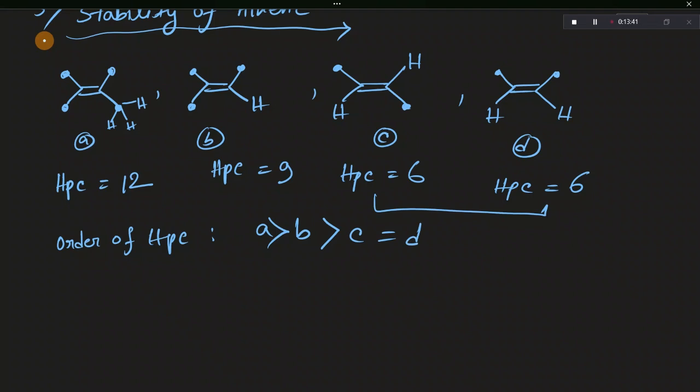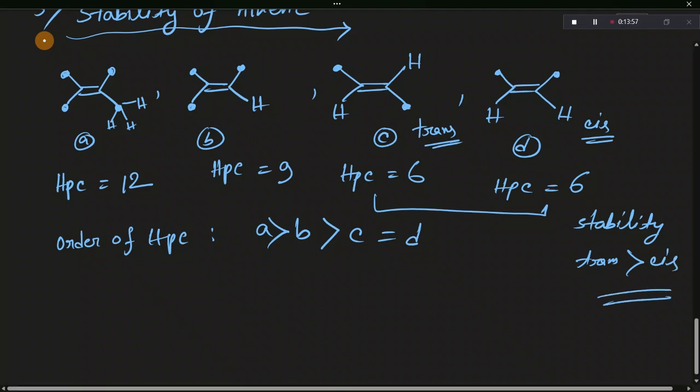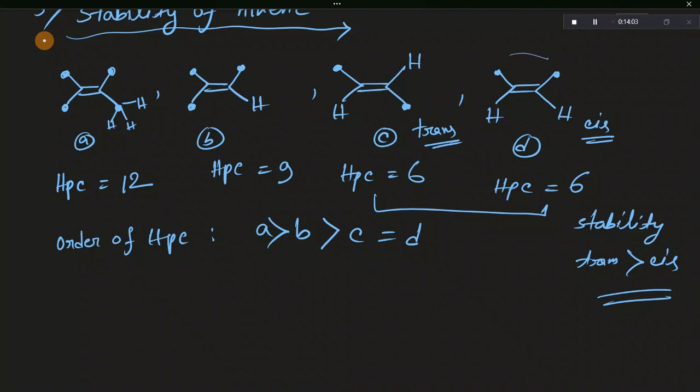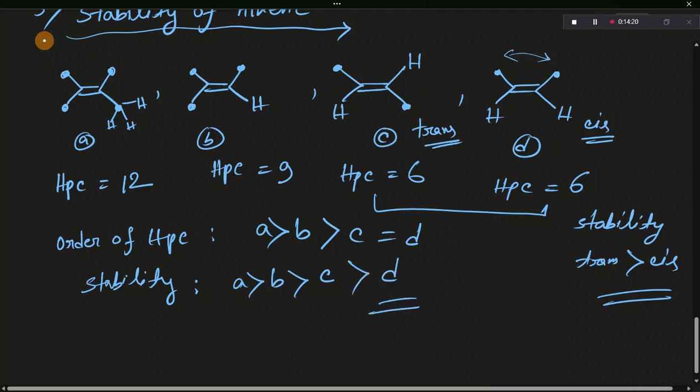But we can see here the C structure is a trans structure, and this is a cis configuration. We know the stability order is trans greater than cis due to steric hindrance actually. Here two methyl groups are on the same side, that means repulsion occurs. So the stability order is A greater than B greater than C, which is the trans structure, and greater than D, which is the cis structure, it is less stable.